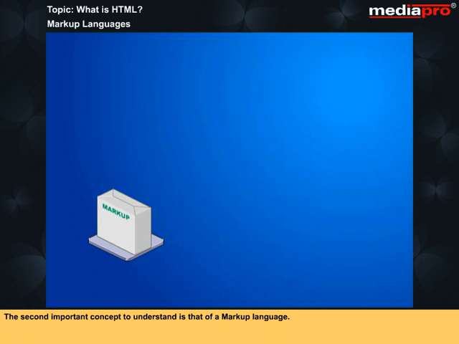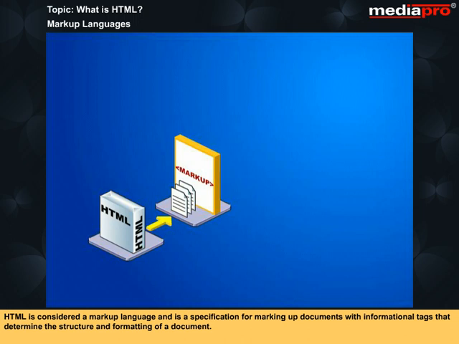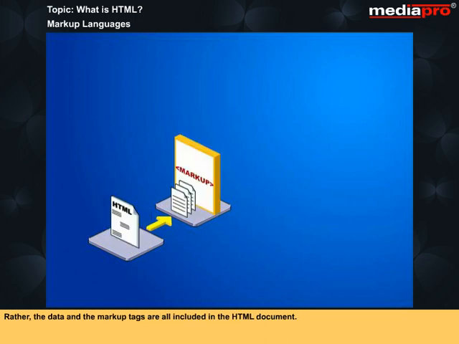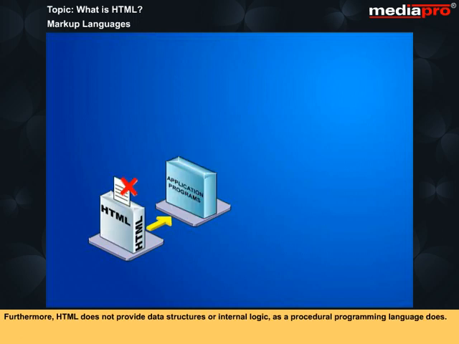The second important concept to understand is that of a markup language. HTML is considered a markup language and is a specification for marking up documents with informational tags that determine the structure and formatting of a document. A markup language is very different from a programming language in that it does not act on external data. Rather, the data and the markup tags are all included in the HTML document. Furthermore, HTML does not provide data structures or internal logic as a procedural programming language does.